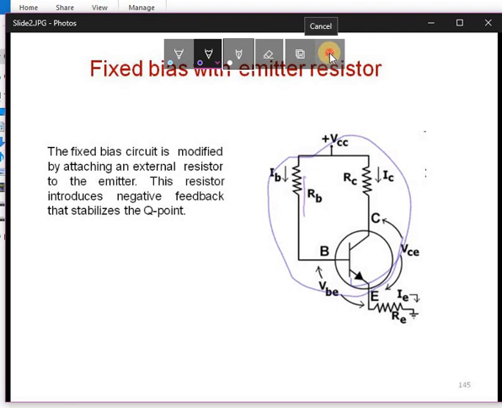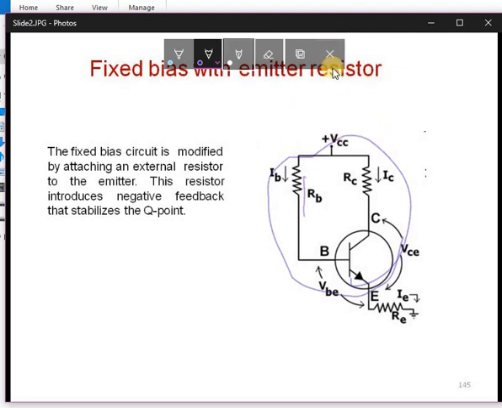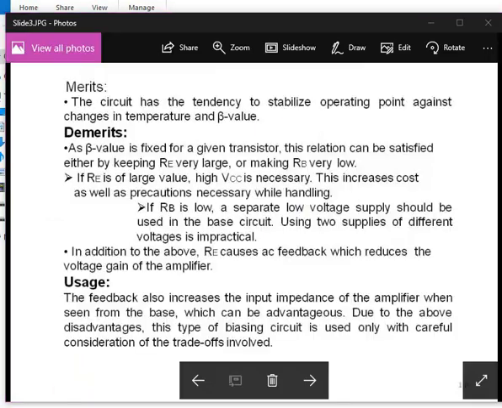Next, go for the fixed bias with emitter resistor. Here we look at the merits. The circuit has a tendency to stabilize the operating point against changes in temperature and beta value by connecting the emitter resistor, which provides the negative feedback. Due to the connection of this emitter resistor, the operating point is stabilized against changes in temperature and beta value.